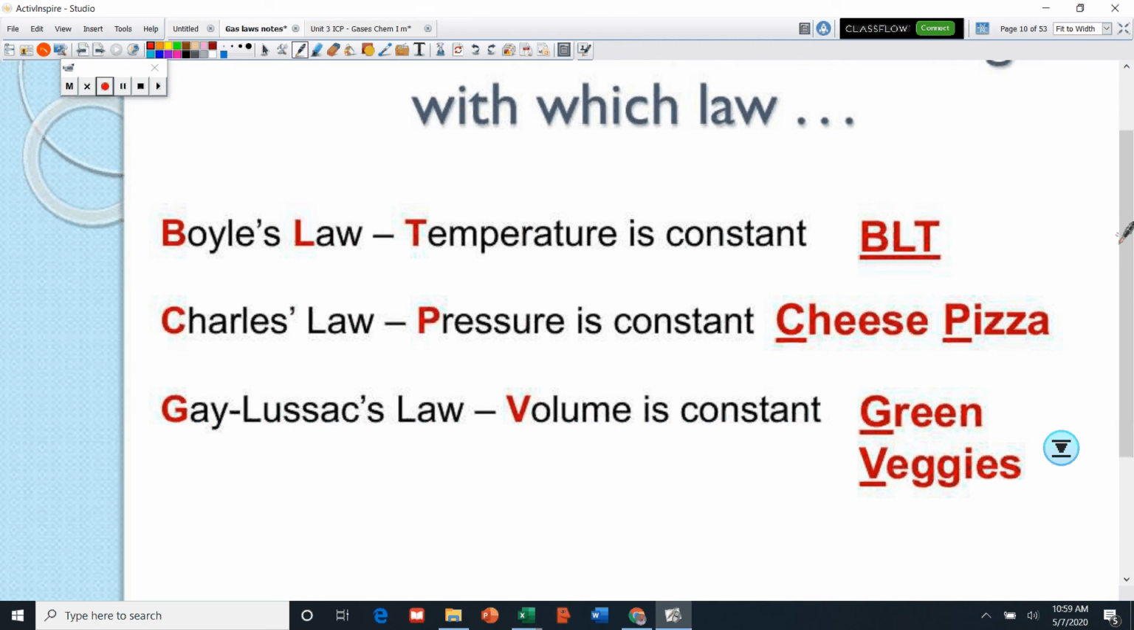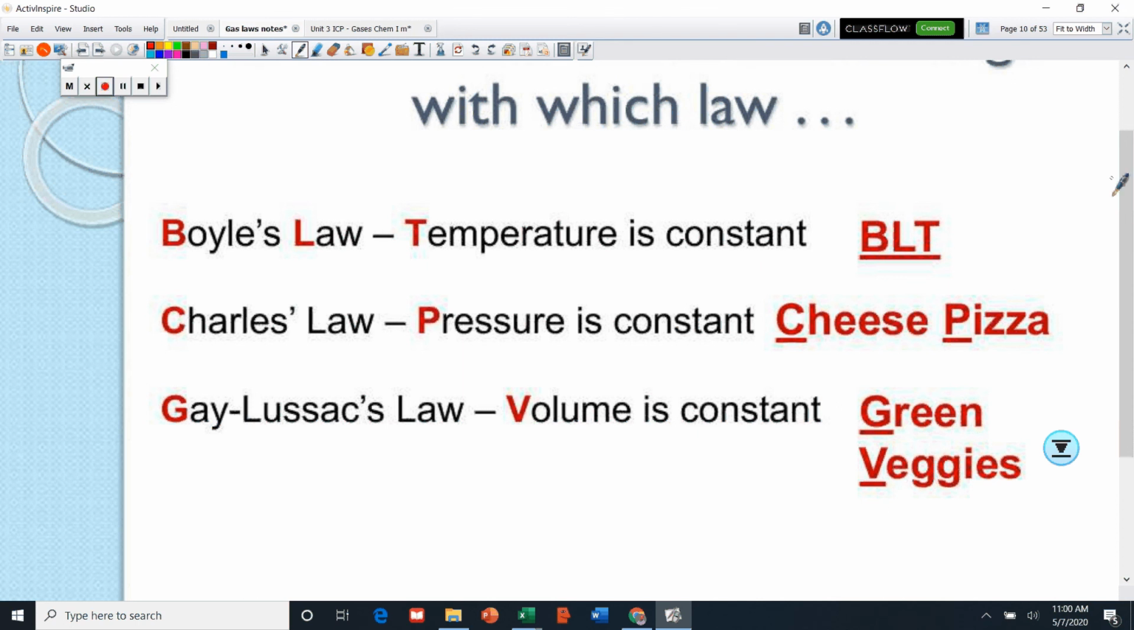So here are some ways to help you remember it. Remember that in Boyle's law, temperature is held constant. So think about a BLT: Boyle's law, temperature is constant. The constant for Charles's law is pressure. So Charles's law, think CP, cheese pizza. And for Gay-Lussac's law, volume is constant. So think about your green veggies. That volume is constant in Gay-Lussac. That may or may not help you. Sometimes it just helps me to remember what variables are involved in each of these equations.